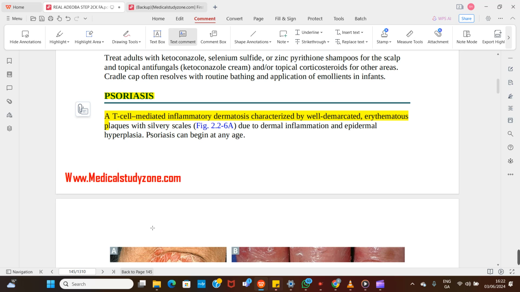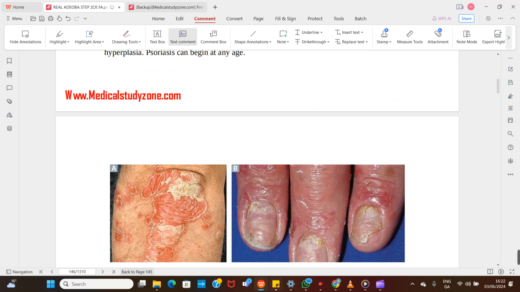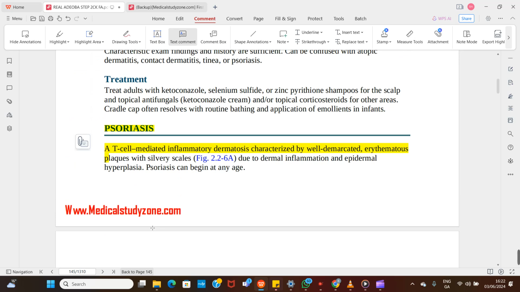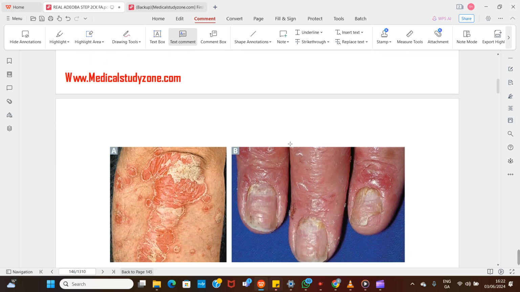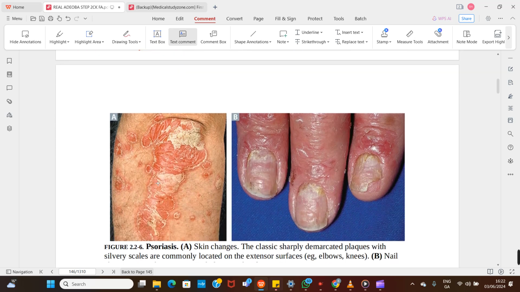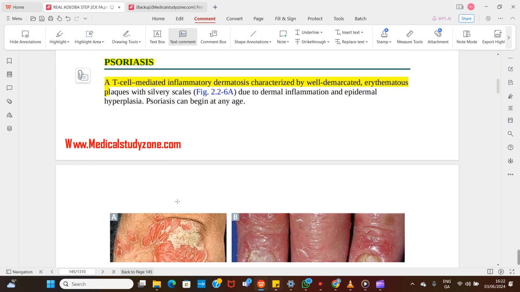For psoriasis. So psoriasis is another fantastic lesion that is commonly tested, and it's part of the papulosquamous lesions, just like lichen planus. It is a T-cell mediated inflammatory dermatosis characterized by well demarcated erythematous plaques. So we have said papulosquamous. The majority of what you are going to be seeing are plaques. So they are going to be raised and they are going to be more than 1 cm. And they'll be well demarcated.